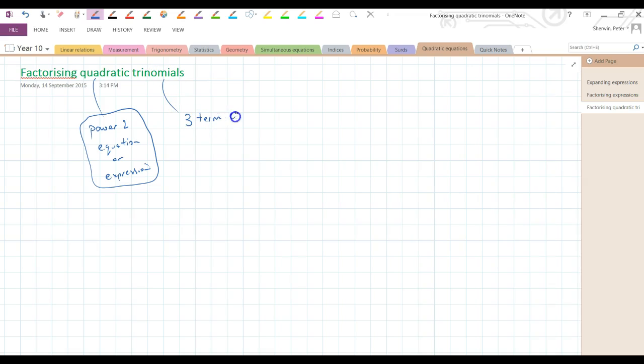3-term expression or equation. 3-term, tri. I'm sure you're familiar with the prefix tri. So a 3-term expression of power 2 is a quadratic trinomial. An example of that is x squared plus x minus 6. It's got 3 terms, so it's a trinomial. It's a quadratic because its highest power is 2.